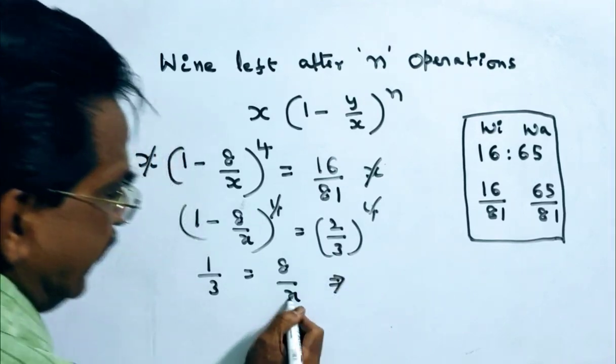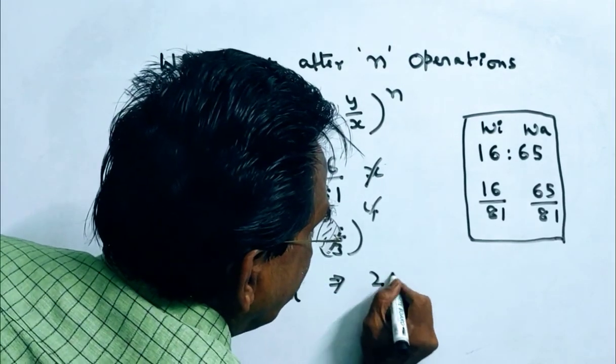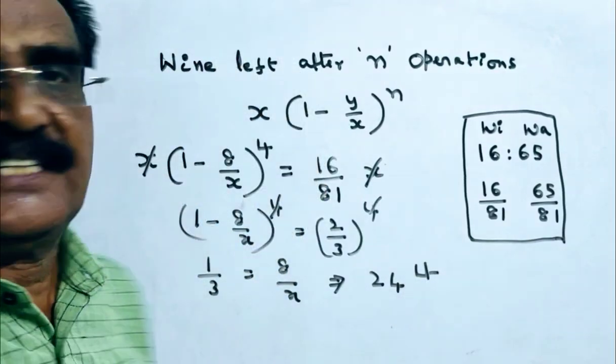It implies x is equal to 3 into 8, 24 liters friends. Thank you.